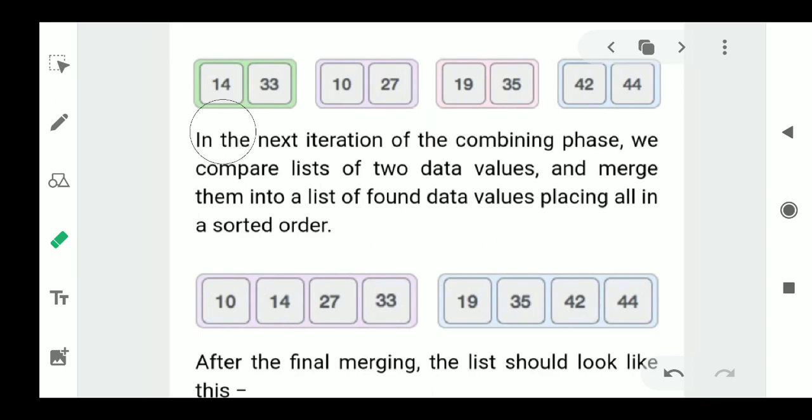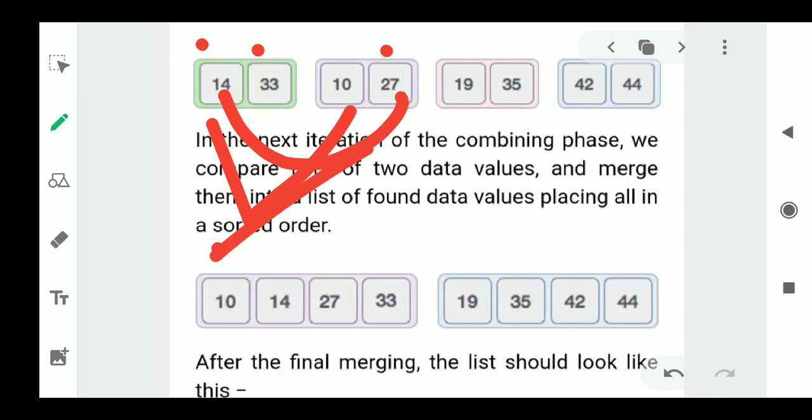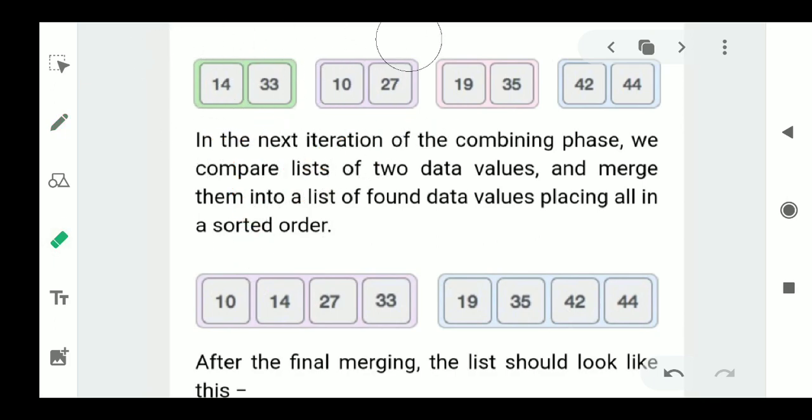First we will compare 14 in the first list and 10 in the second list. Are they in the order? No. So first we will take 10 as the first element, and the remaining three elements stay as they are: 14, 33, 27. Initially we compared 14 and 10. Since 10 is smaller, we have taken 10 into the list.